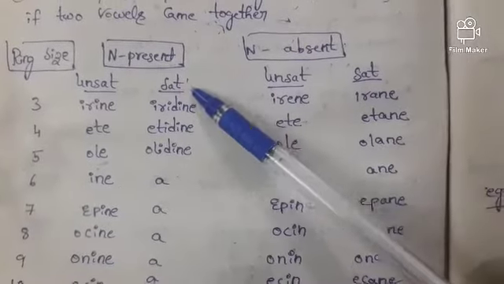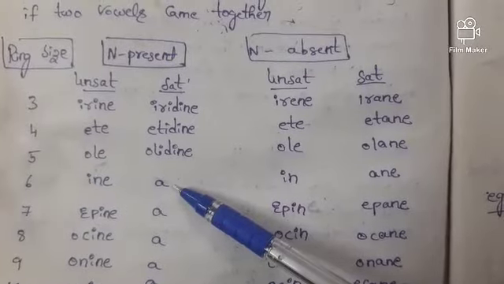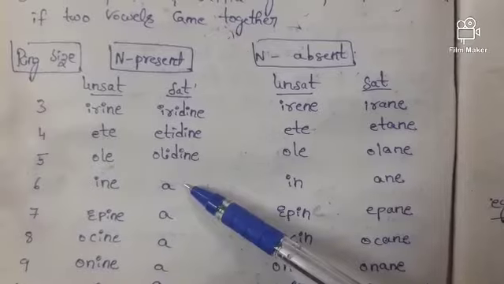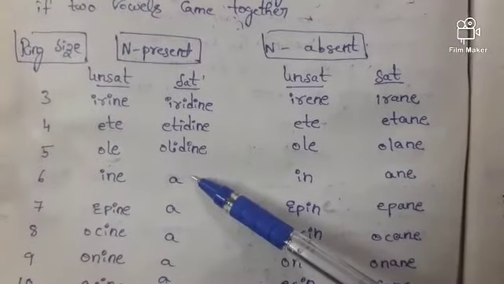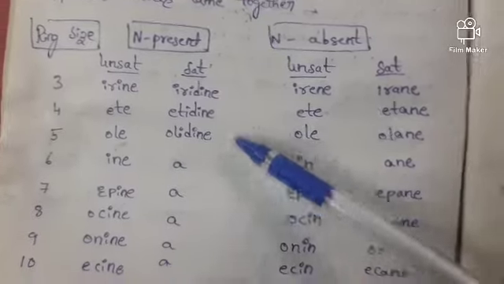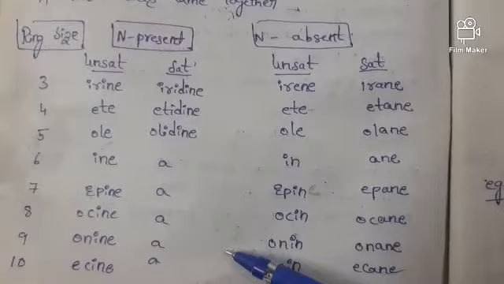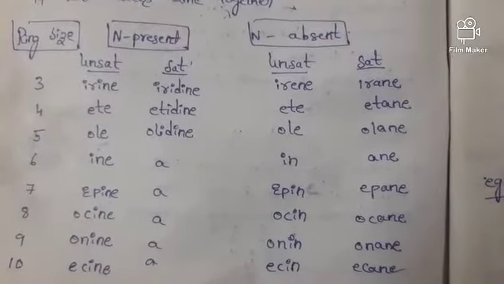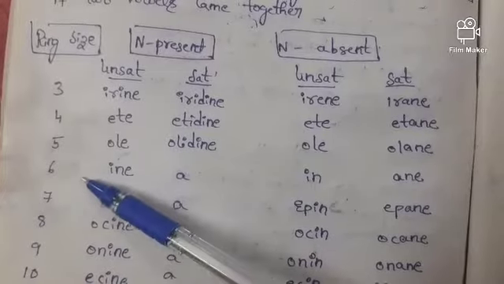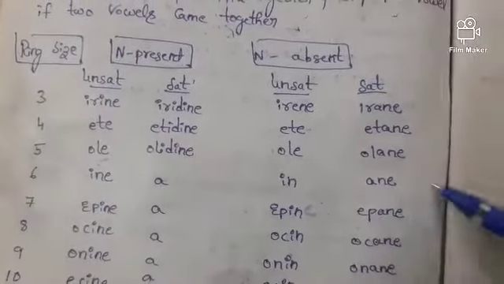And for the 6-membered saturated ring, this is A, friends. A means that here we have to add the prefix perhydro followed by the fully unsaturated name. Try to remember all these things. If you feel it is difficult to remember, it is still mandatory to learn at least up to the ring size of 6. These are important, friends.